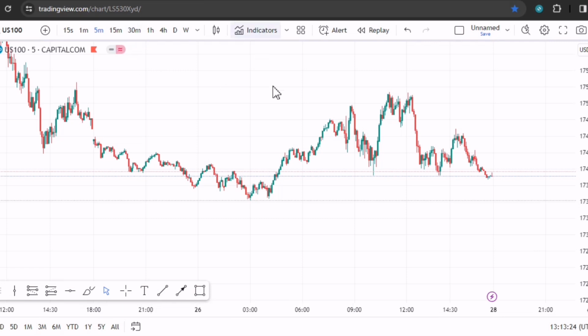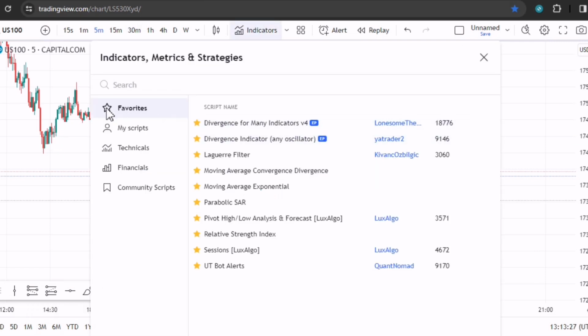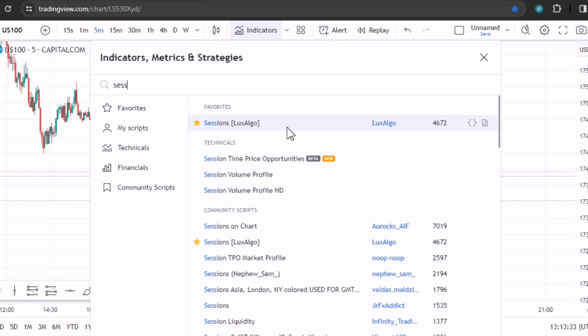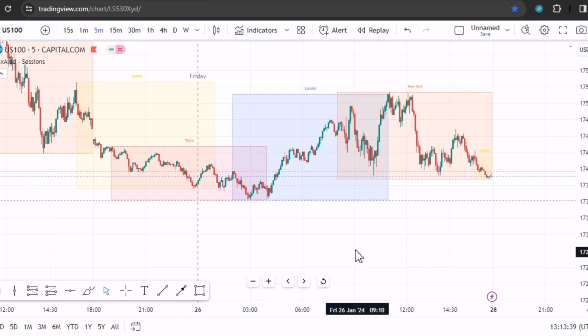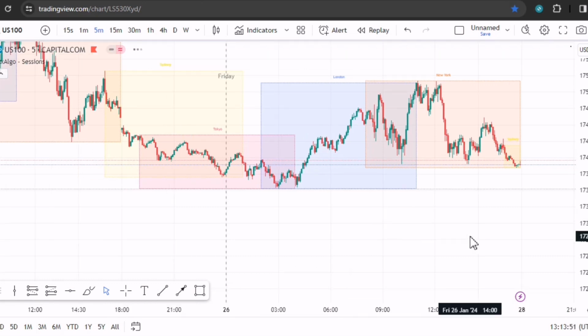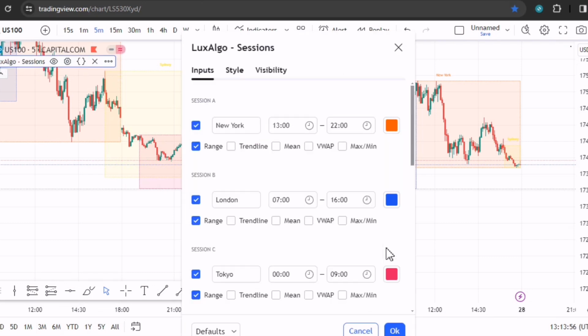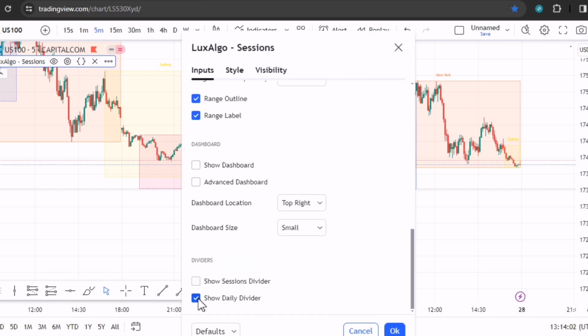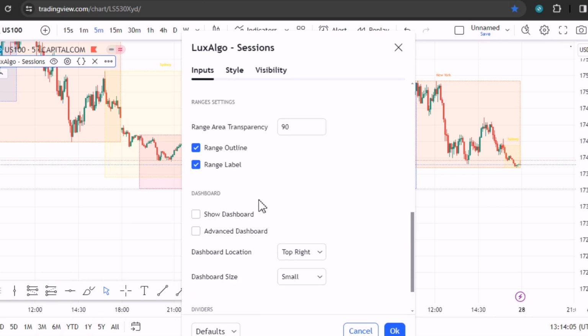So let's just go ahead and set up the tools that we need. On the indicators, you know the indicator that I usually use, this one, Sessions by Lux Algo. I'm on TradingView platform, but you can use any platform where you are going to find the sessions indicator. Even the MetaTrader apps are okay. As long as you have the sessions indicator, it's okay. So let's go to the settings of the indicator. And if you are using mobile, I'll show you by the end that it's actually possible to set up this indicator on your mobile. Let me uncheck the daily divider.